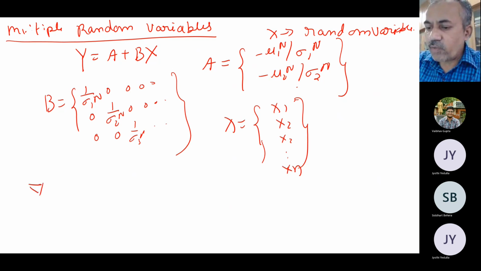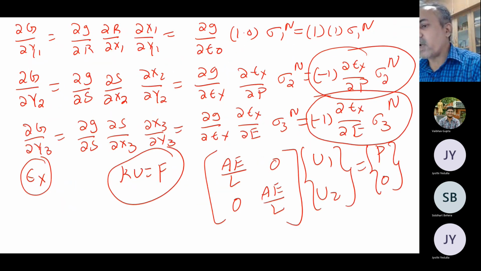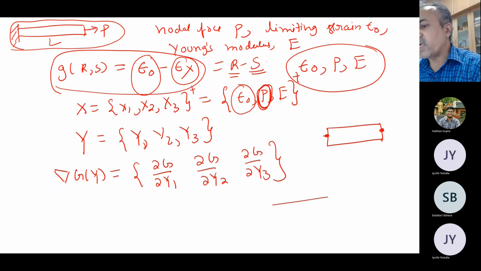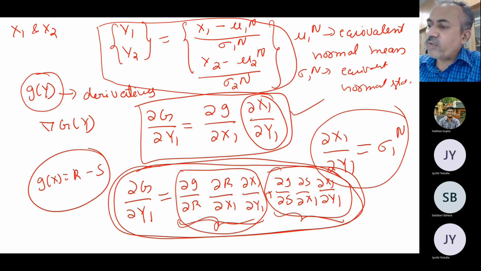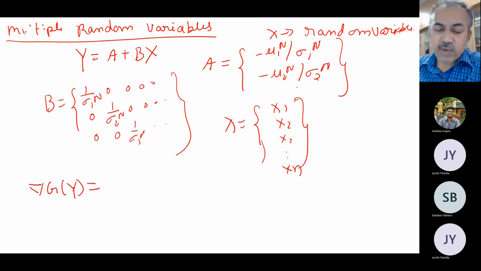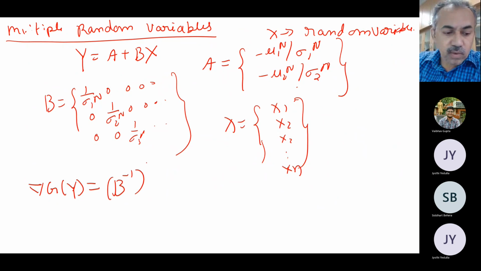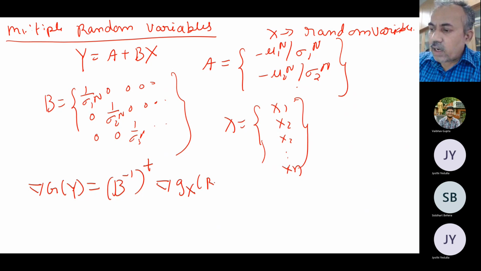Now this derivative has to be found out, so delta g of y. Here we have written only for 2 variables, and how to calculate it was very simple. But if there are more random variables, these calculations are slightly harder. If you are writing a computer program and you write in a nice format, it becomes very easy. So I am writing this as B inverse transpose into delta G of X, R comma S.